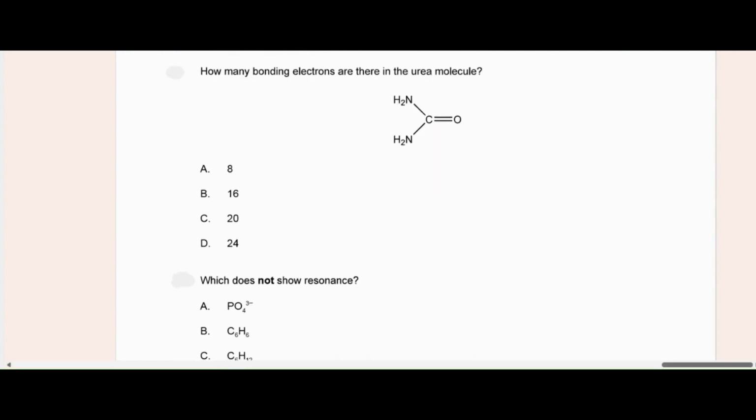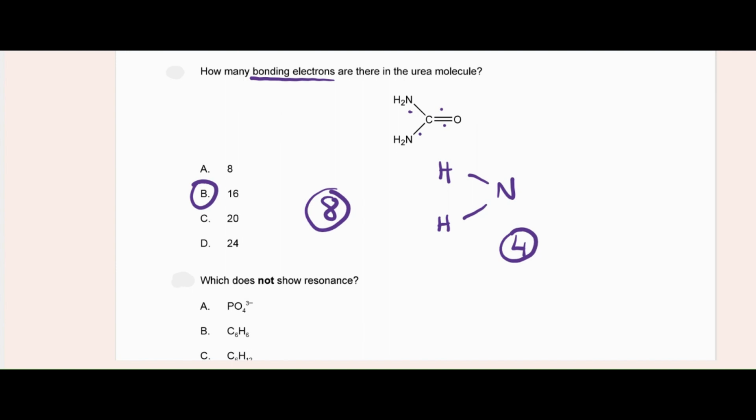How many bonding electrons are there in the urea molecule? The trick here is to remember that the nitrogens are each attached to 2 hydrogens. So then you'll get 4 extra. We've got 1, 2, 3, 4, plus the other 4, 8, but that's pairs. We want bonding electrons, so that will be 16.